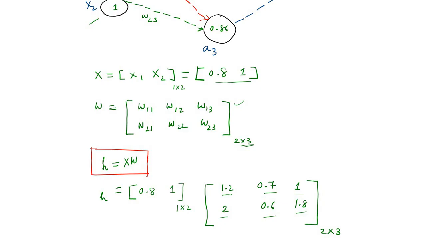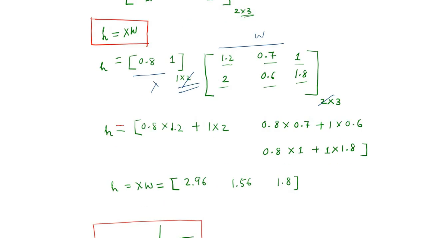Now we do a multiplication. So this is your x and this is your w value. It's a matrix multiplication, so the inner 2 and 2 cancel out, and the final dimension will be 1 cross 3. So this is a 1 cross 3 matrix, as I mentioned here.